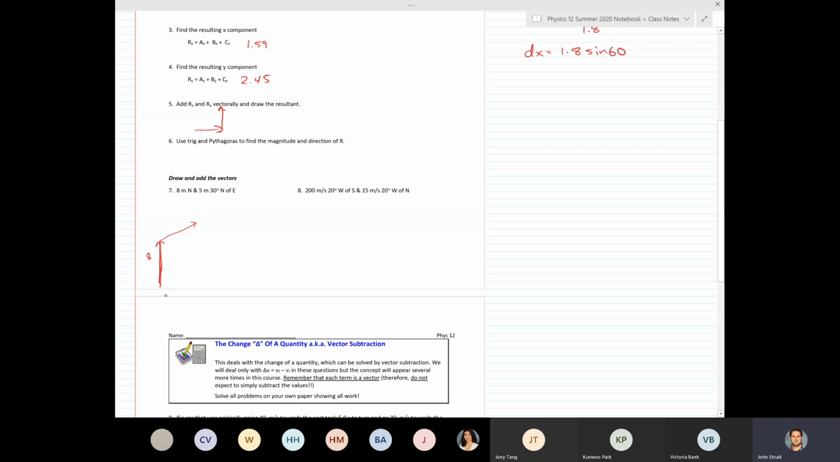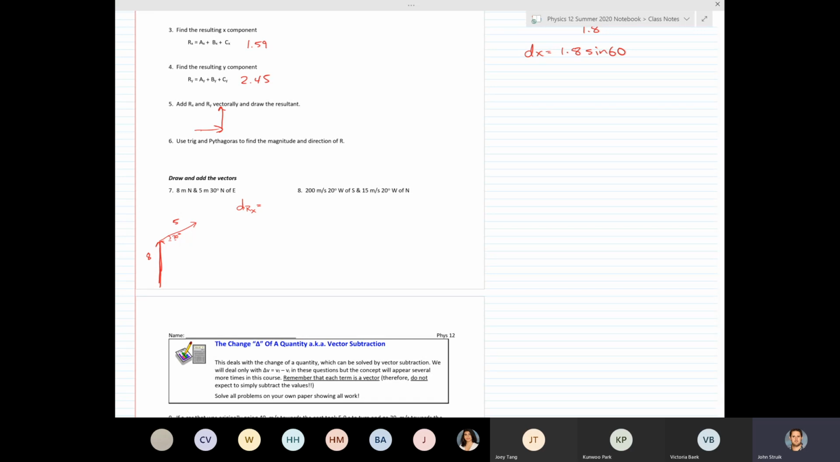Let's make this 8 bigger than the 5. So this is 5, and this is 30 degrees. It's probably easier just to use components because you only have a y component in your first one. So the resulting vector, let's call it r, rx is going to be whatever the x component is of 5, 30 degrees north of east.